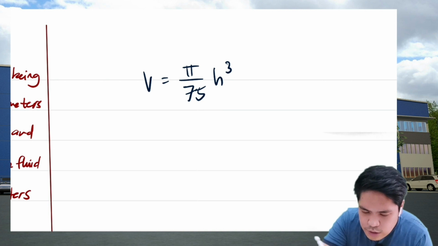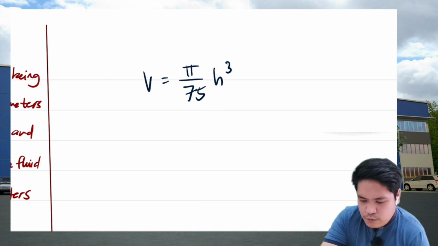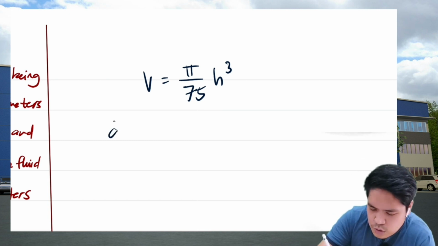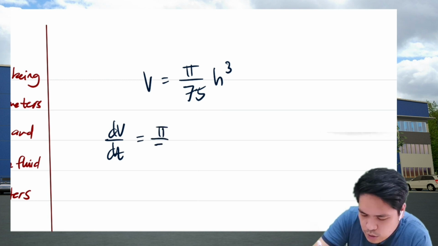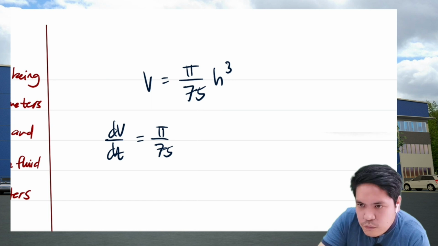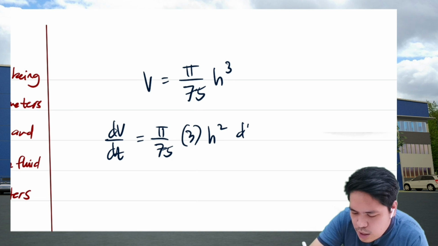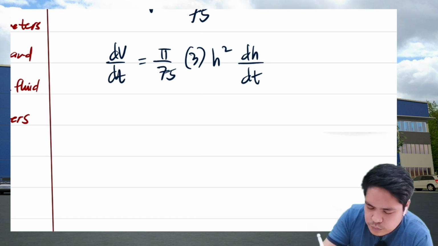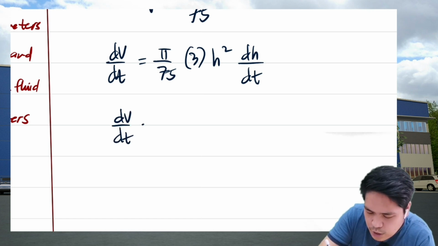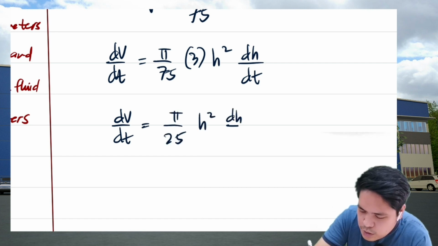If we get the derivative of the volume with respect to time, because the volume is changing with respect to time, we'll have dV over dt. So implicit lang yung approach. That would be equal to pi over 75 times the derivative of h cubed with respect to time. That would be 3 times h squared times, because implicit, we need to multiply this by dh over dt. Okay, so let us simplify. We'll have dV over dt is equal to pi over 25 times h squared dh over dt.